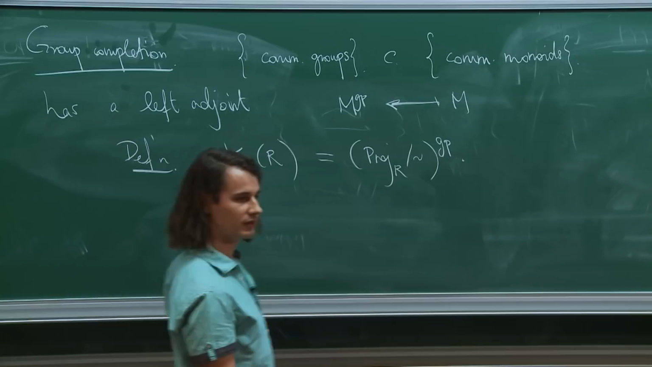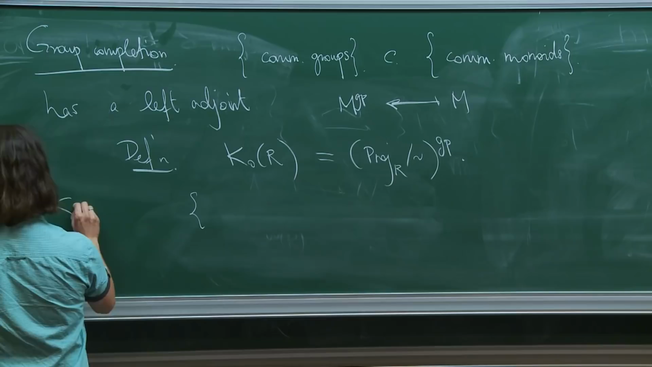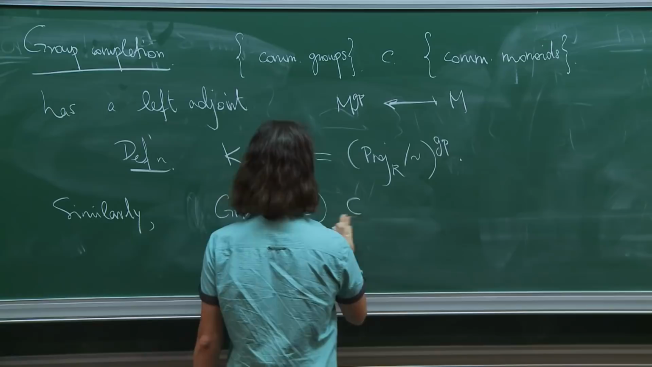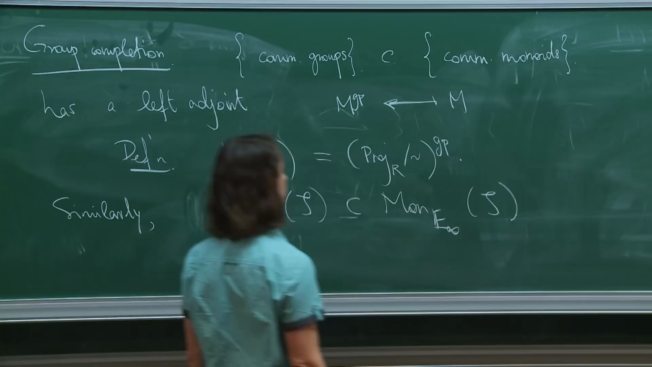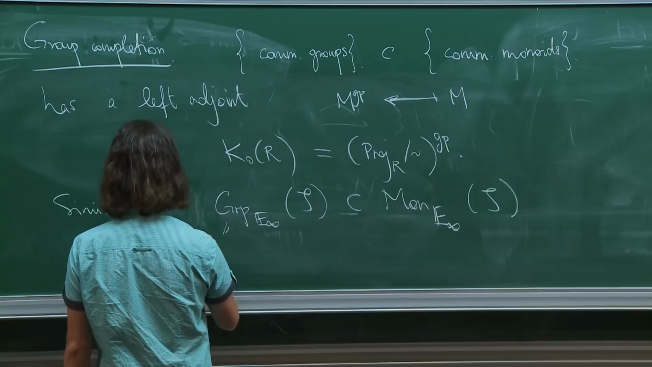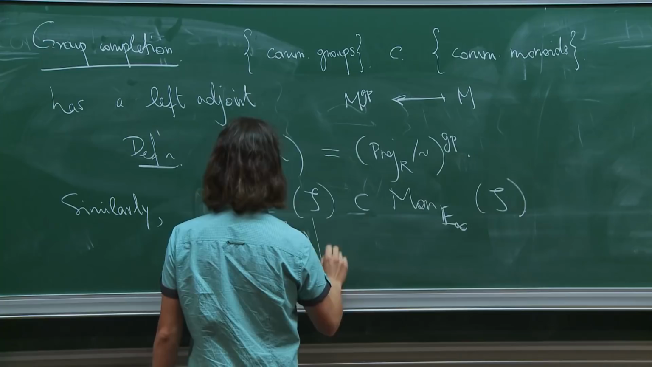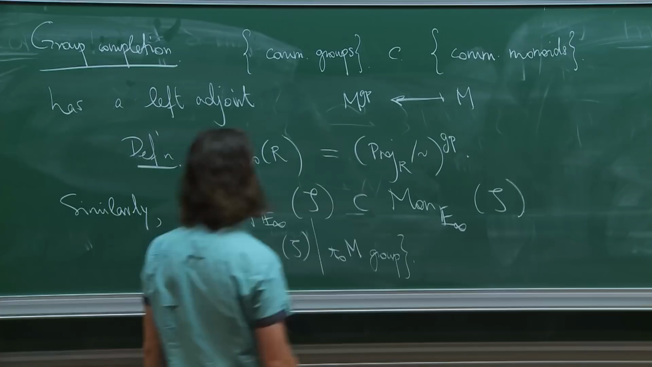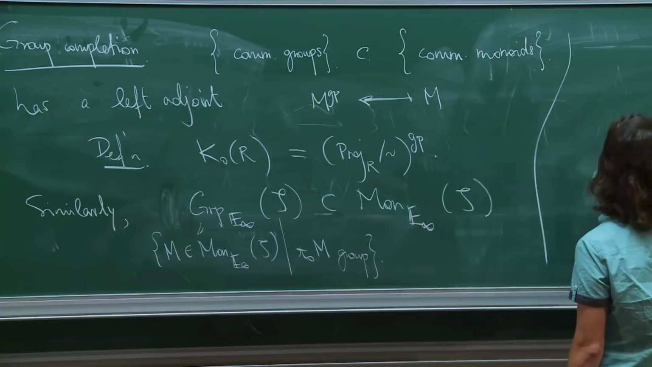So similarly, you have E-infinity groups in spaces. It's a full infinity subcategory of E-infinity monoids. These are just all the objects such that if you look at the set of connected components, that itself inherits the structure of a commutative monoid, and you ask that this is a group. And similarly, this inclusion has a left adjoint.